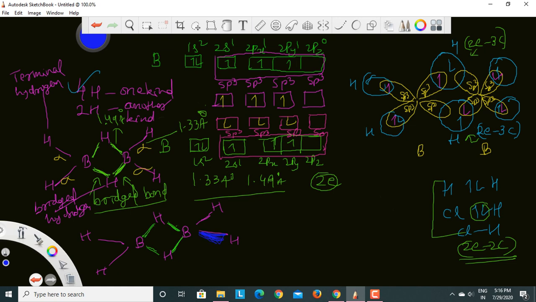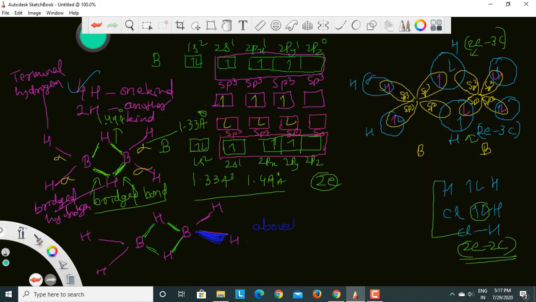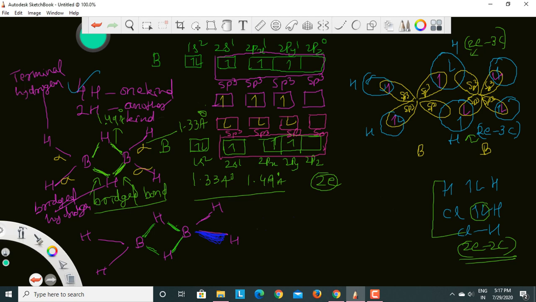Suppose this is above the plane, we can show it by a thick line. So this is above. This color is very bright, so let us take some light color so that it looks clear. So this blue color is above the plane, and this will be below the plane, because these two bonds cannot be in the same plane as these two, which we kept on the plane of the blackboard.